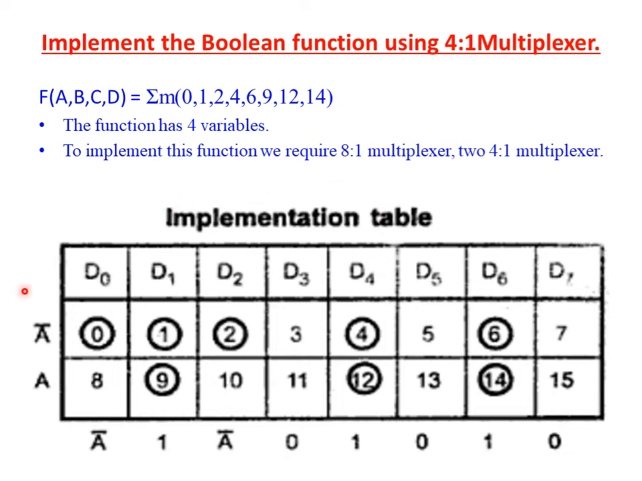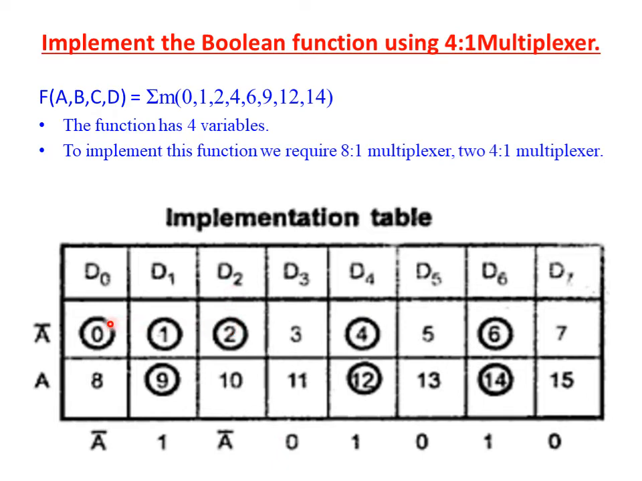So first we are substituting in the implementation table. In the implementation table we are writing the inputs D0, D1, D2, D3, D4, D5, D6, D7. Then writing our minterms here, circling our minterms. Then finding the output. For D7 nothing is grouped, so 0 output. D6 both are grouped, so A plus A bar is equal to 1, so 1 is the answer. Here nothing is grouped, so 0 answer. Here both are grouped, so 1 is the answer. Here nothing is grouped, 0 answer.